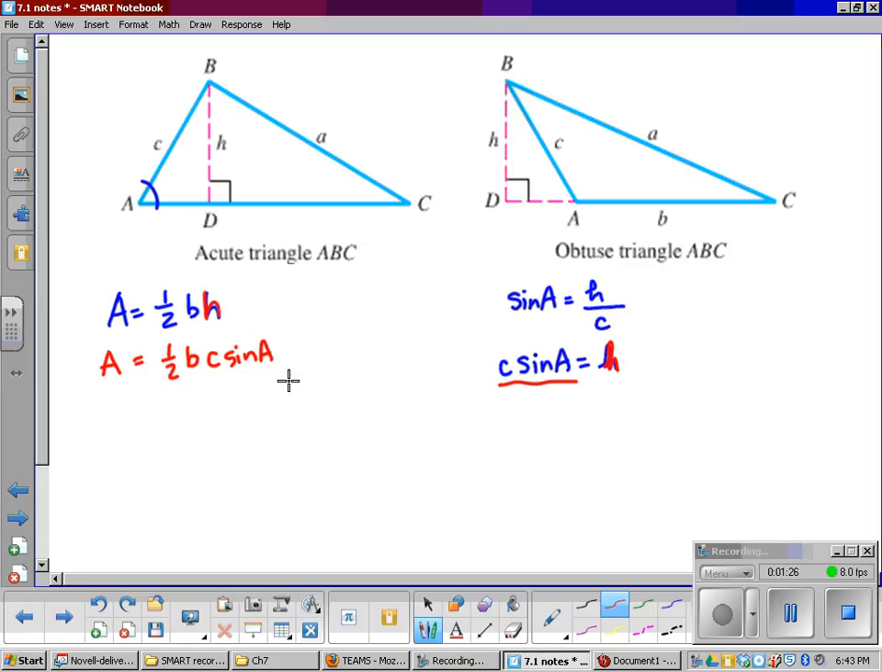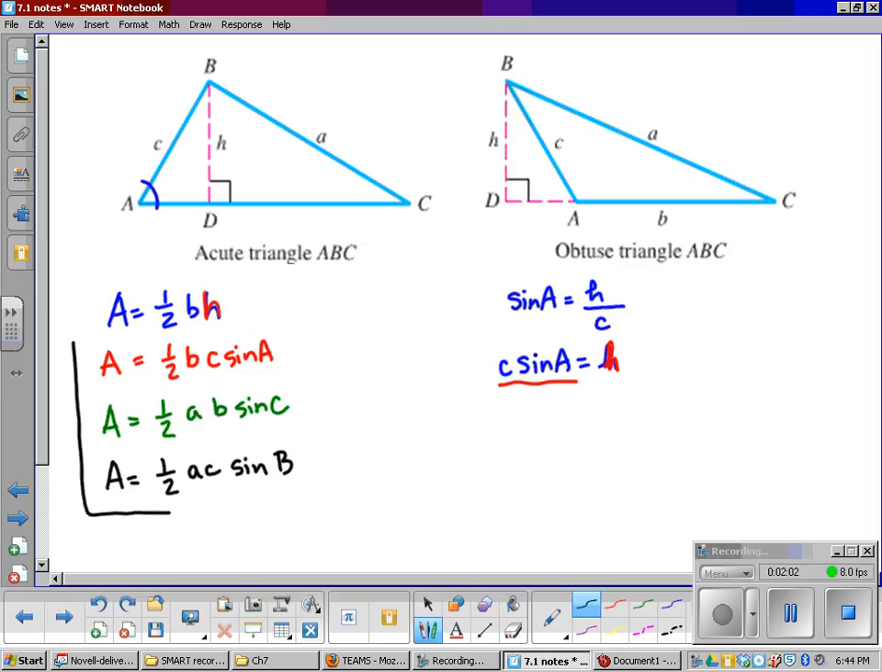Now, any mixture of letters is fine as long as you have an A and a B and a C. If we had dropped our perpendicular from some other angle other than B, then our letters would be rearranged, and we might have area is equal to 1/2 A times B times sine C. Or another version of this would be area is equal to 1/2. We've already used B and C as the sides and A and B as the sides, so that leaves A and C. A times C, we have to have all three letters, so we're going to have sine B.